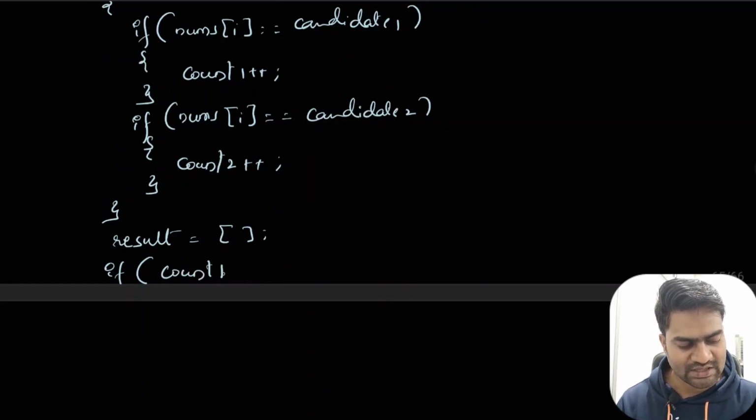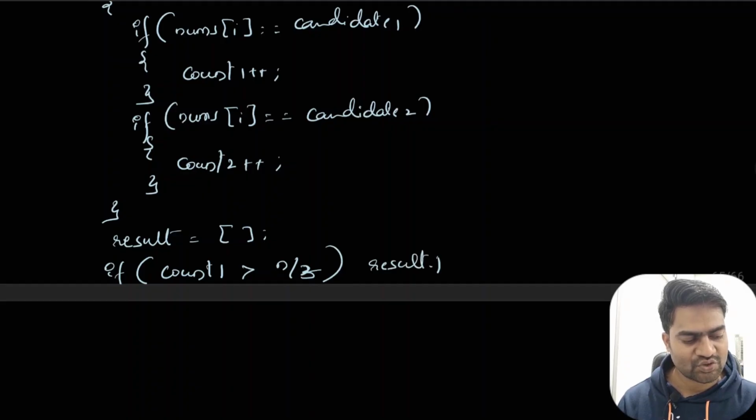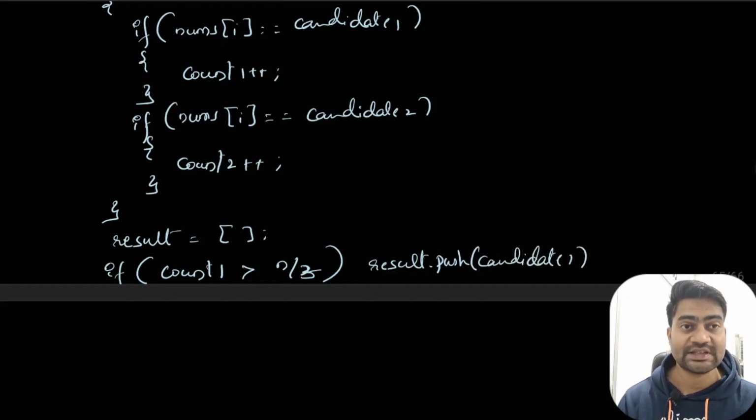If my count 1 is greater than n by 3, here, not 2, then we will say result dot push or result dot add, result dot push of candidate 1. So this is JavaScript.